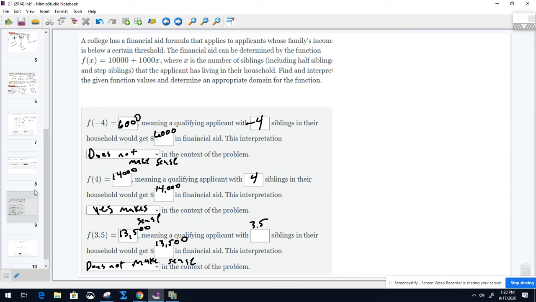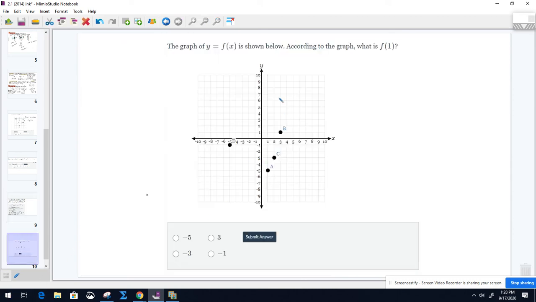And then the last type of problem is going to look like this. And it's just simply giving you a graph. And it's saying, according to the graph, what is f of 1? So they're saying right here, the x value equals 1. What's the y value? Well, let's see. What's the x value here? -5. They're not talking about this. What's the x value here? 1. So the x value is 1. What's the range or the y value? It would be -5. So I would click on this, and you will be given about 10 problems like these.